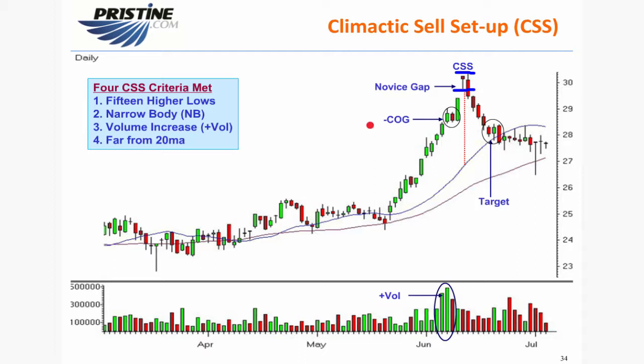But if you were initially looking at this area here to trigger a climactic sell setup, you would not have been wrong. But this is why we wait for patterns to trigger rather than just simply anticipating something is going to happen.